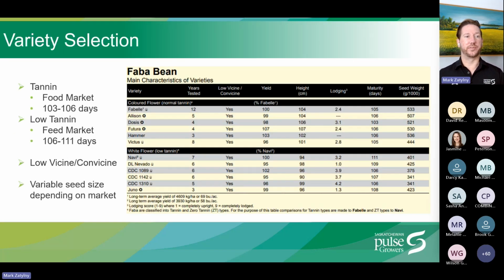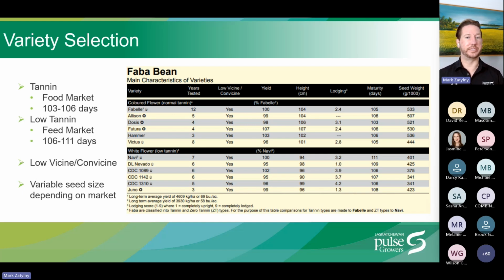Here we have just some of the varieties that are available. Here I am just showing the low vicine, convicine varieties, because that is really the shift that we are looking to get in the market. Obviously, there are ones such as Snowbird that pretty much have the most acres in the country, but that does not have that low vicine, convicine trait. So we are trying to pivot away from that a bit, but there is still a lot of opportunity for all these other different varieties.